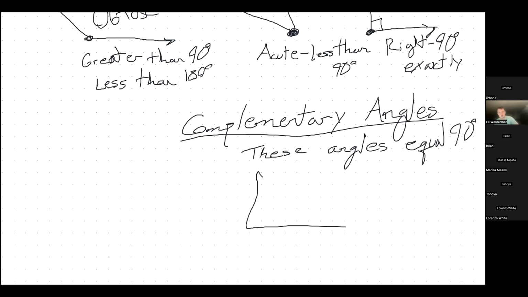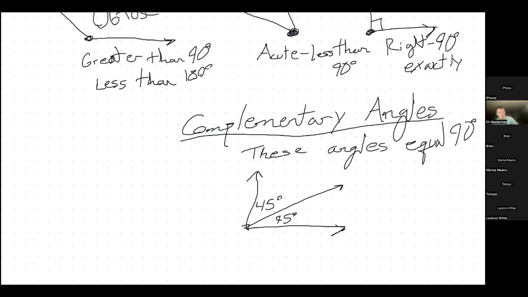If my lines are straight, that'd be nice. And let's say it has two angles in it. One is 45 degrees and the other is 45 degrees. That means they're complementary. They're complements of each other. That means they come up to 90 degrees.